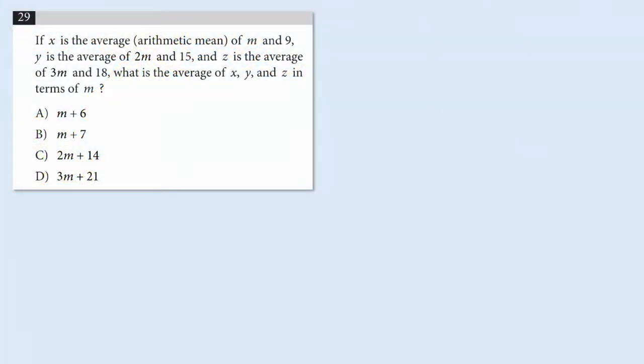This multiple choice problem from the College Board comes from section 4 of the SAT test, which does allow calculators. The problem says, if x is the average or arithmetic mean of m and 9, y is the average of 2m and 15, and z is the average of 3m and 18, what's the average of x, y, and z in terms of m?